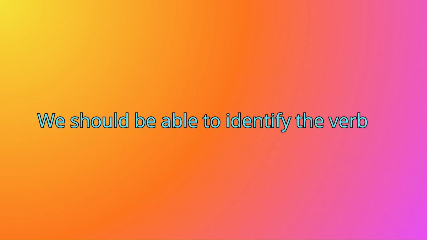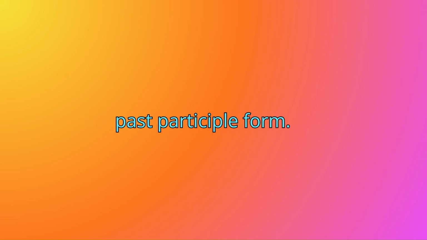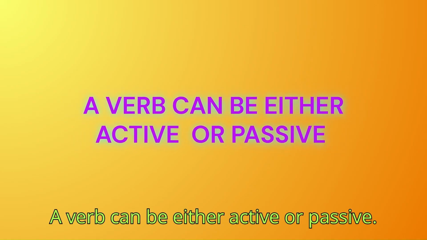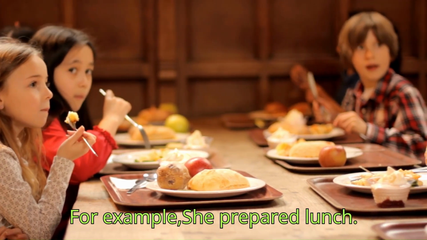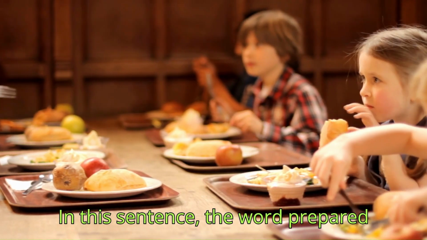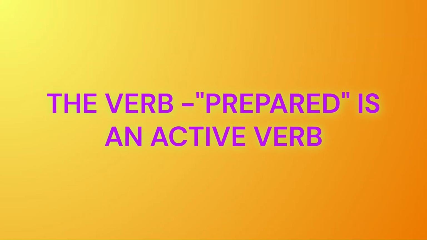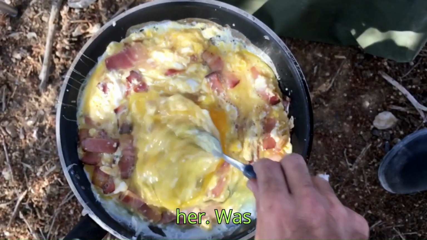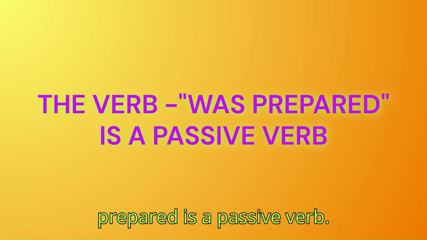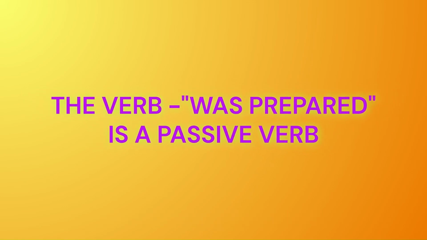We should be able to identify the verb to change it into passive verb with appropriate be form plus past participle form. A verb can be either active or passive. For example, she prepared lunch. In this sentence, the word prepared is an active verb. In the sentence, lunch was prepared by her, was prepared is a passive verb.